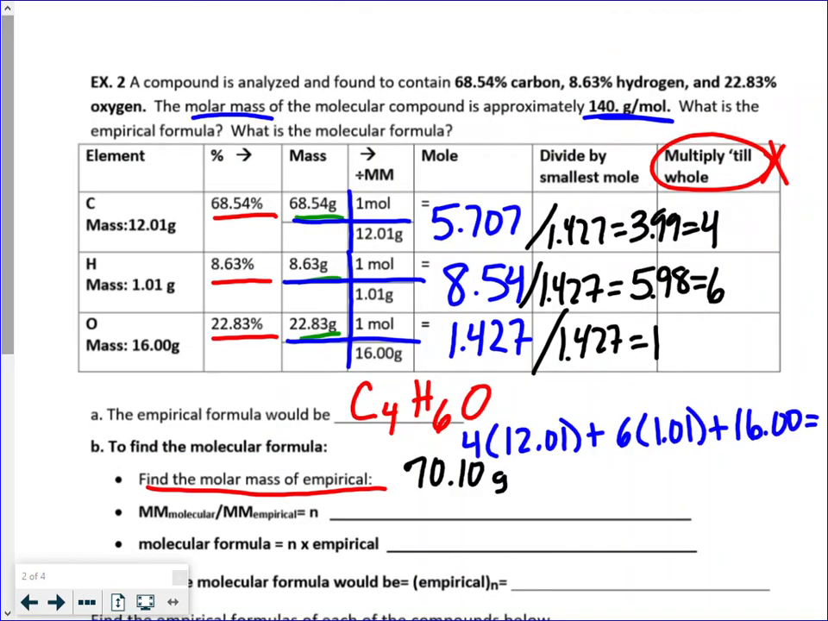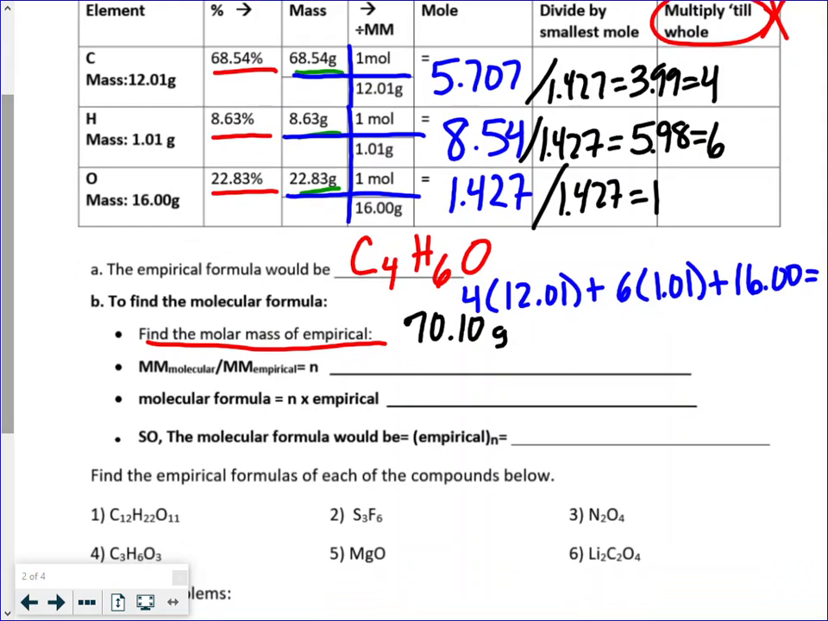How much did it say our molar mass was of our molecular formula? 140. I need that value now. I'm going to take my molecular formula mass of 140. I'm going to divide it by the empirical formula mass of 70.1. And what do I get pretty much there? 140 divided by 70 is pretty much 2. I call this the multiplying factor.